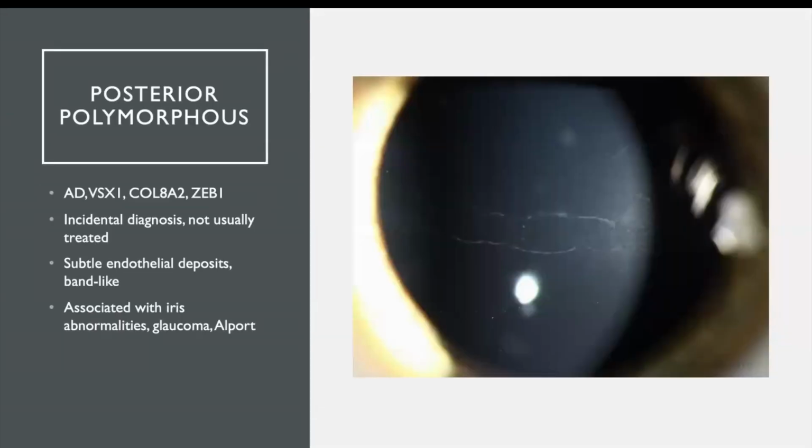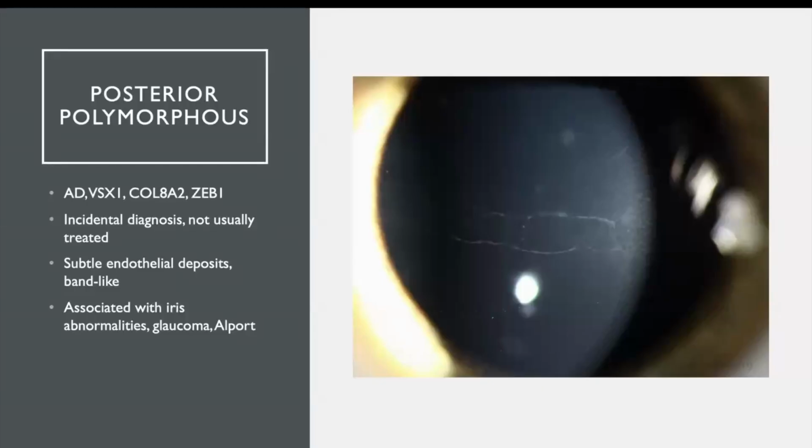So with posterior polymorphous, again, autosomal dominant, lots of different types of genes that are implicated. There's a few different types of posterior polymorphous, and usually you've got types one, two, and three, and those genes in order sort of affect types one, two, and three. And usually with posterior polymorphous, they're completely asymptomatic. It doesn't need any treating.